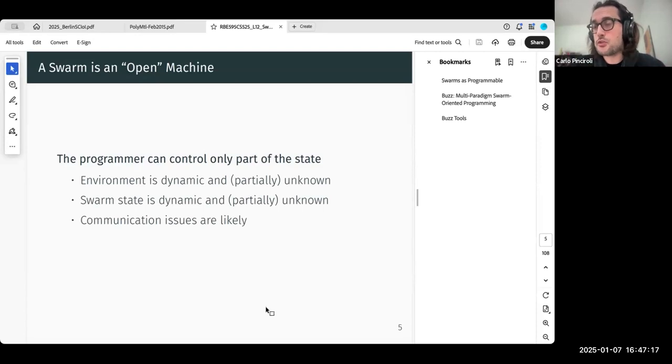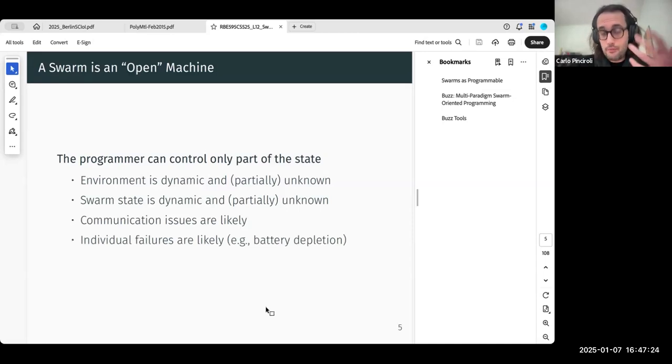So you cannot assume the communication is perfect, as you might, for example, in a cloud system. And finally, obviously, individual failures are very, very likely. Some of them are predictable, like battery depletion, which you can plan for. Some are unpredictable, so robots just break down because they break down. And the more robots you have, the more robots break down.